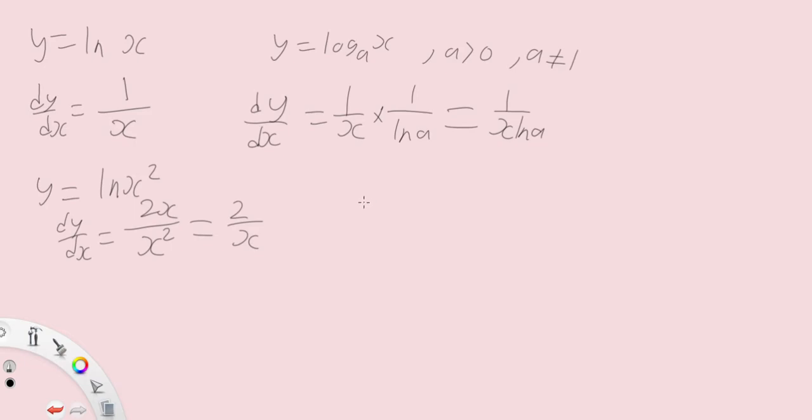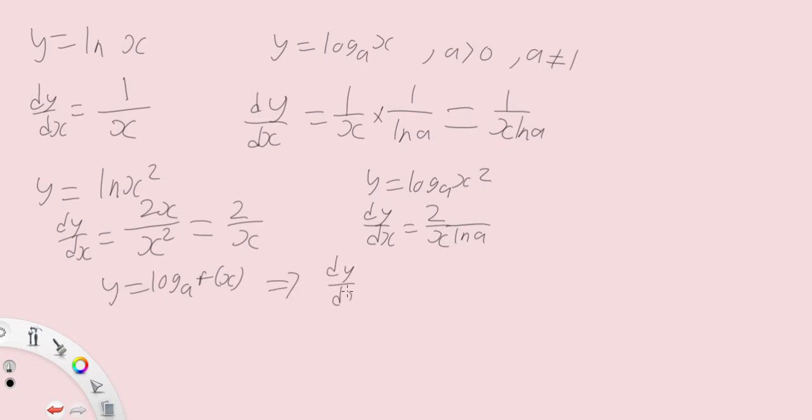Then if I move on to log a x squared, so y equals log a x squared, dy/dx, same thing, 2 over x times 1 over ln a. And as such, we have this general formula where we have y equals log a f(x). This then gives the derivative, again a general formula, f prime x over f(x) times 1 over ln a.